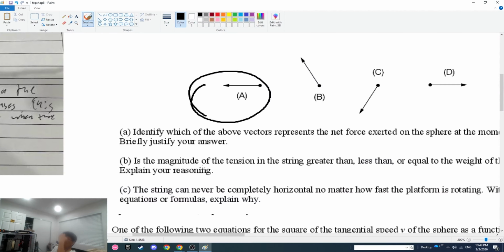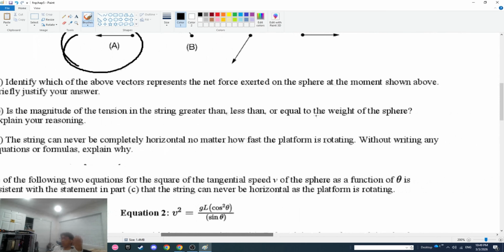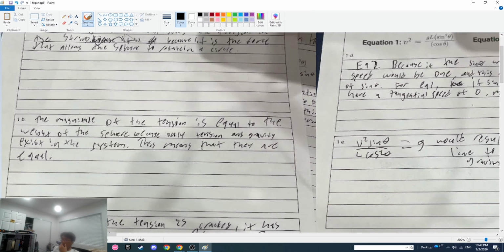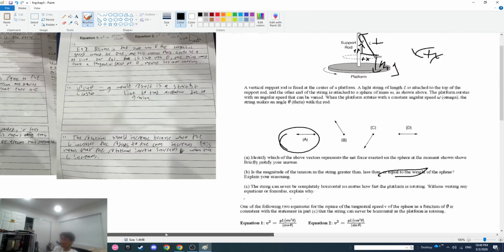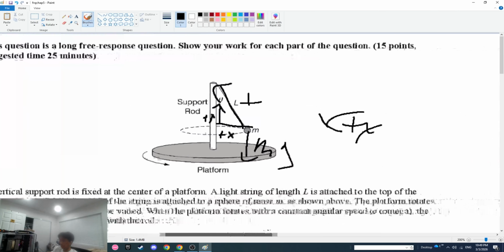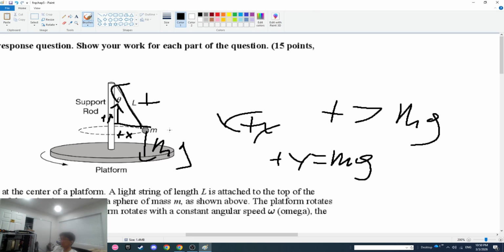For B, we're asked whether the magnitude of the tension is greater than, less than, or equal to mg. I thought that it was equal, but that's actually wrong, because since Ty is equal to mg, that means T has to be greater than mg, because there is a component Tx.